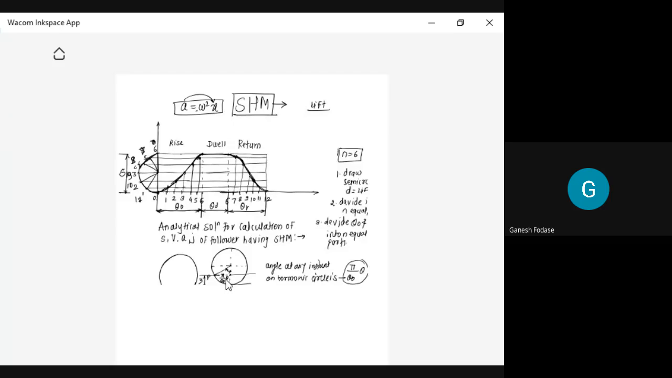Now, why am I finding this angle? Just for the purpose of finding follower displacement. So now let's find the equations for this. You can take a screenshot of this because after some time it may not be visible to you. I'm going to change this page.